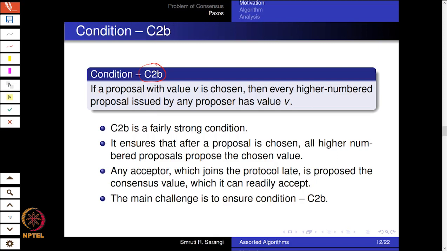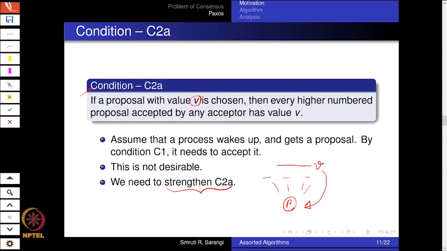So C2b, this is what it says, that if a proposal with value v is chosen, so assume that a certain proposal with value v is chosen, then every higher numbered proposal that is issued by any proposer has to have value v. So we are further tying up the system. We are saying that, look, once something has been chosen, then subsequently, if any proposer is issuing any proposal, then that also has to have value v. So this is a reasonably strong condition, but let us look at the implications of this. The implication of C2b is that it automatically implies C2a.